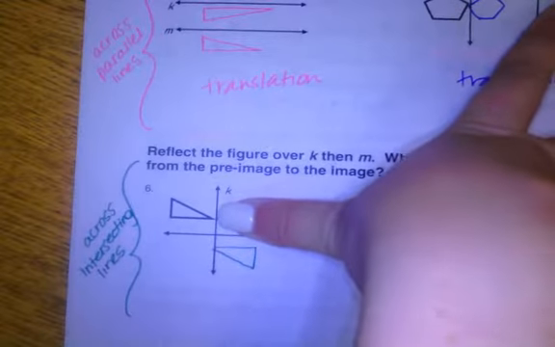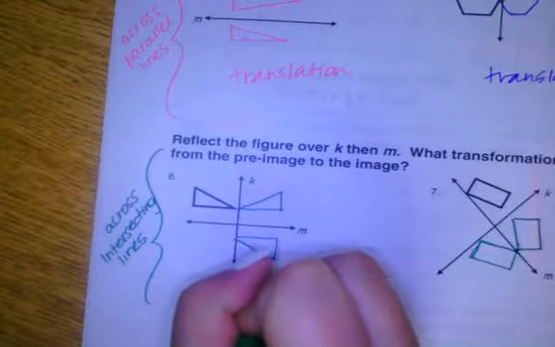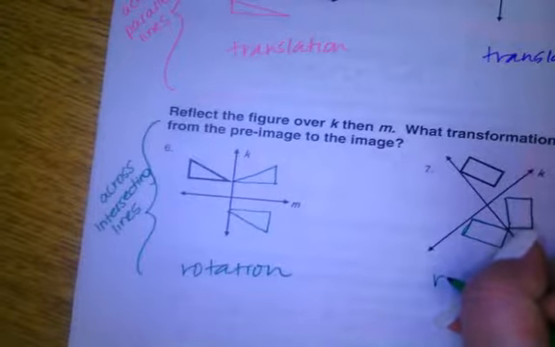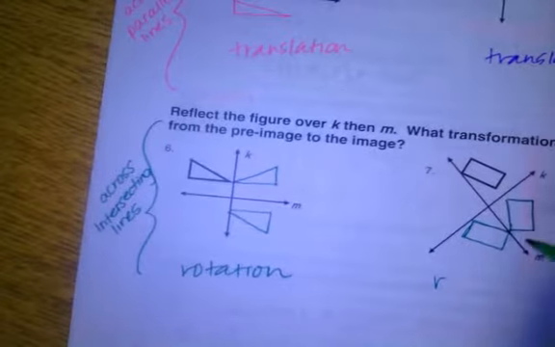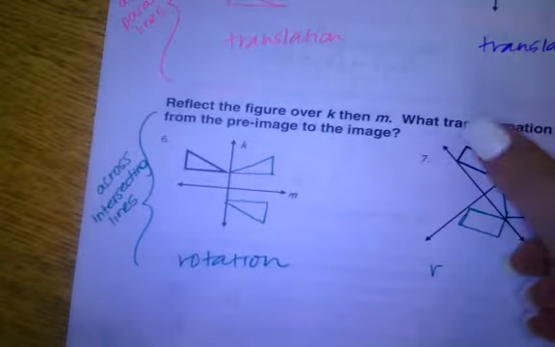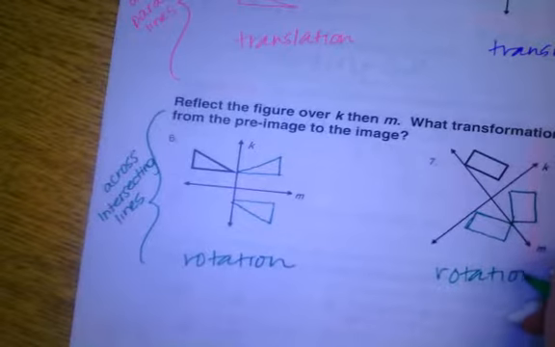This is our stopping point of our notes. And number 7, Garrett. You did reflect it, but in the end, we're looking for just one transformation. How did we get from here to here? And it's just a rotation. That is where our stopping point is.